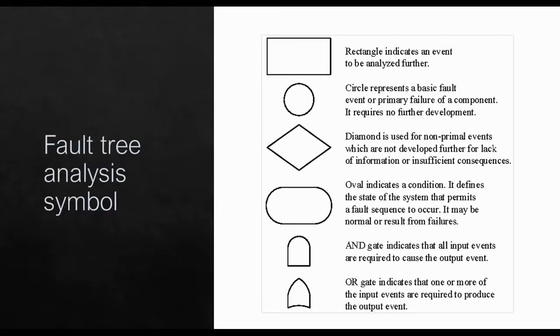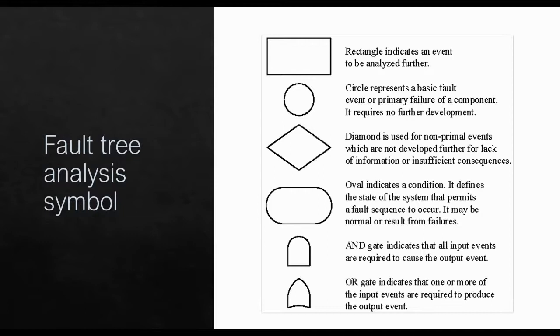So these are the symbols that are commonly used, the basic symbols in fault tree analysis. We have the rectangle symbol, circle, diamond, oval, and then we have the AND logic and the OR logic. The rectangle indicates an event to be analyzed further. This rectangle might be the top event, and might be a basic event to support the top event.